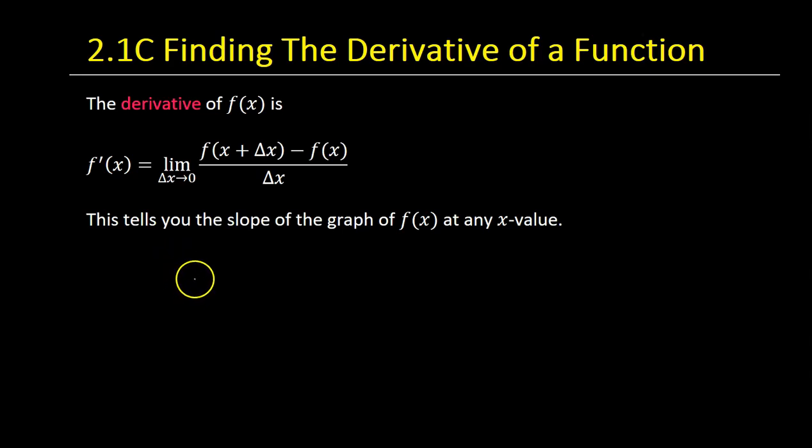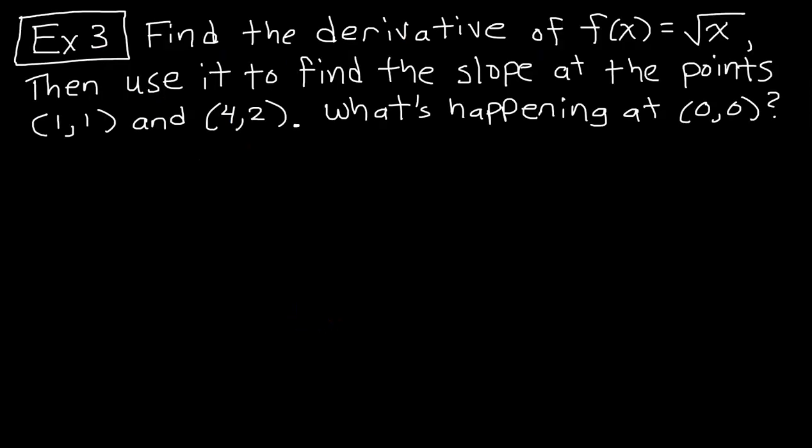In the previous video, we introduced the derivative, a new function that told you the slope of the graph at any x value. In this video, we will continue practicing how to find the derivative of a function. Example 3. Find the derivative of f of x equals the square root of x, then use it to find the slope at the points (1, 1) and (4, 2). What's happening at (0, 0)?